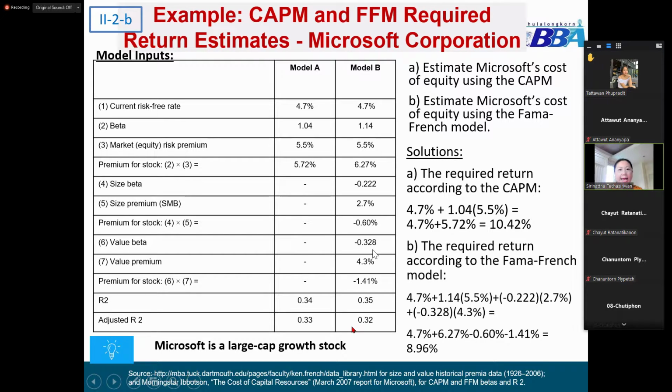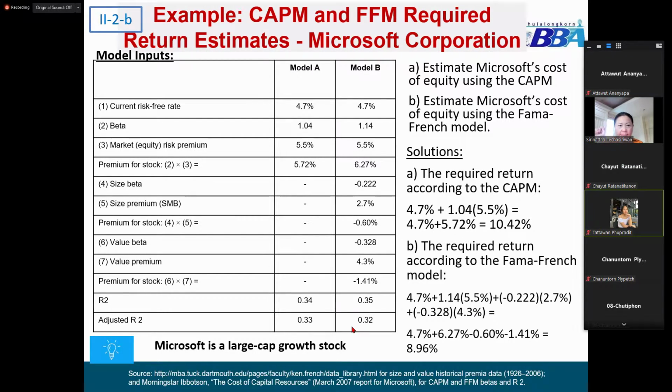Okay. And may I ask your other friends, is Microsoft an above average market risk or below average market risk company? Who wants to answer me? For Microsoft, is it an above average market risk company or a below average market risk company?